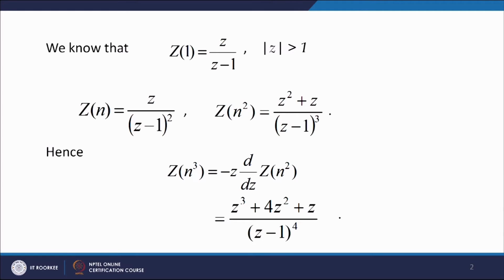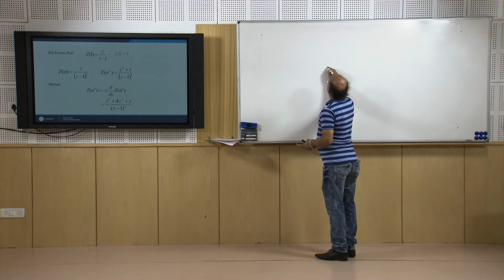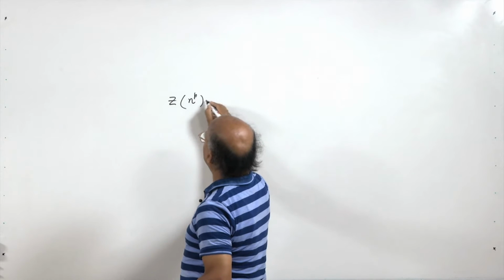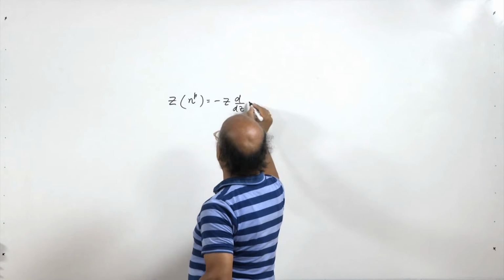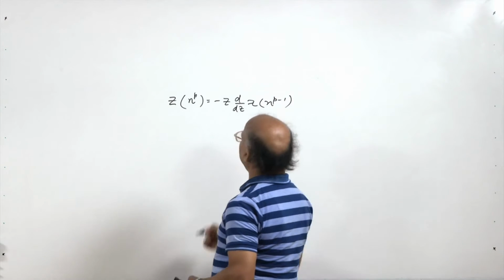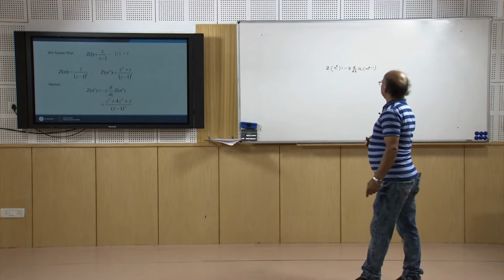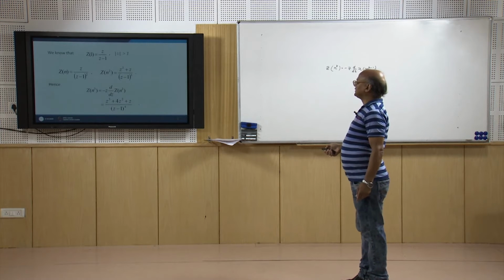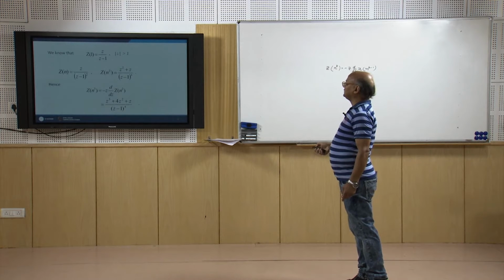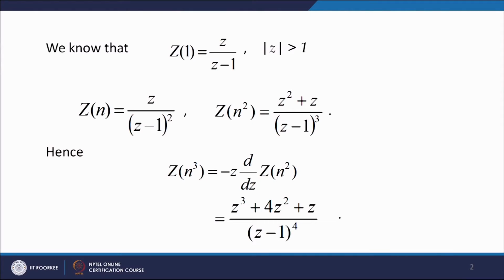Now, we can also find the Z transform of the sequence u_n equal to n cube by using the recurrence relation: the Z transform of the sequence n to the power p equals minus z d over dz of the Z transform of n to the power p minus 1, where p is a positive integer. Here we have taken p equal to 3. So, the Z transform of n cube is minus z d over dz of the Z transform of n square. We write the Z transform of n square, that is (z square plus z) over (z minus 1) cube, then differentiate with respect to z and multiply by minus z. We arrive at (z cube plus 4z square plus z) over (z minus 1) to the power 4 when mod of z is greater than 1.